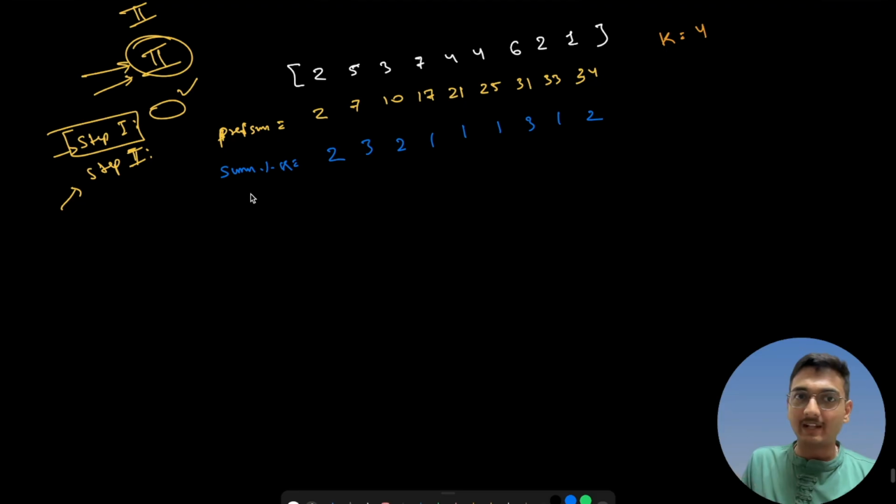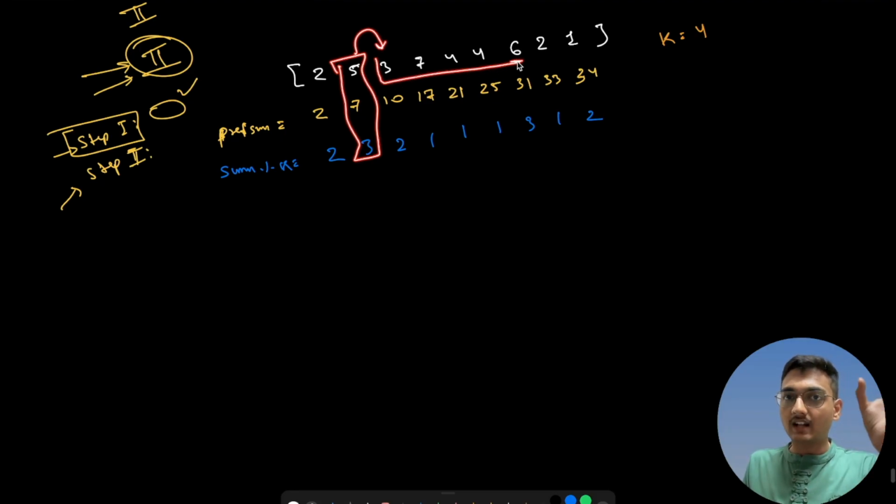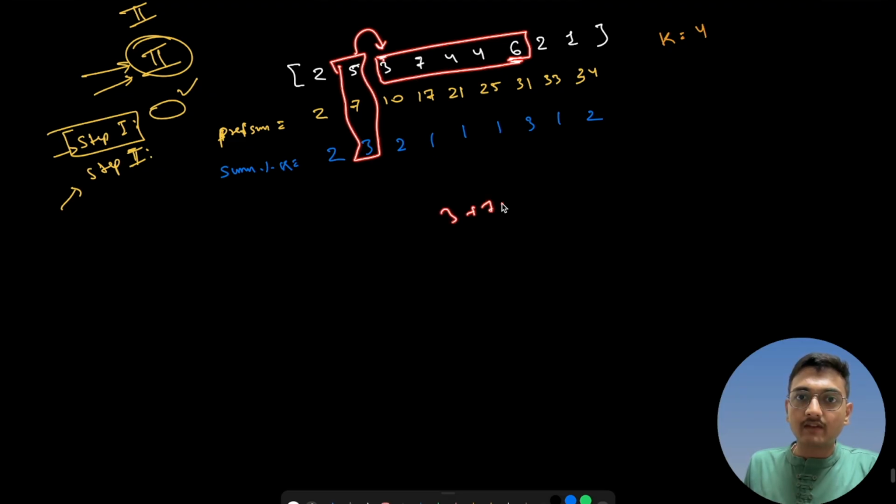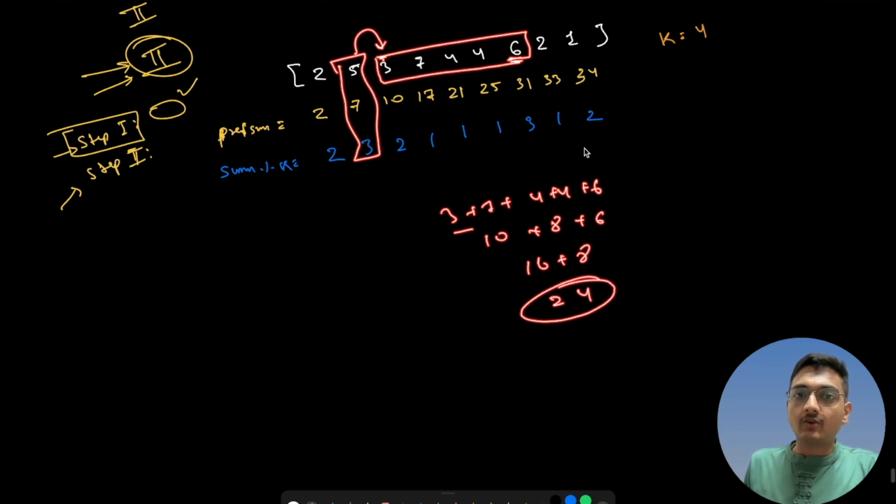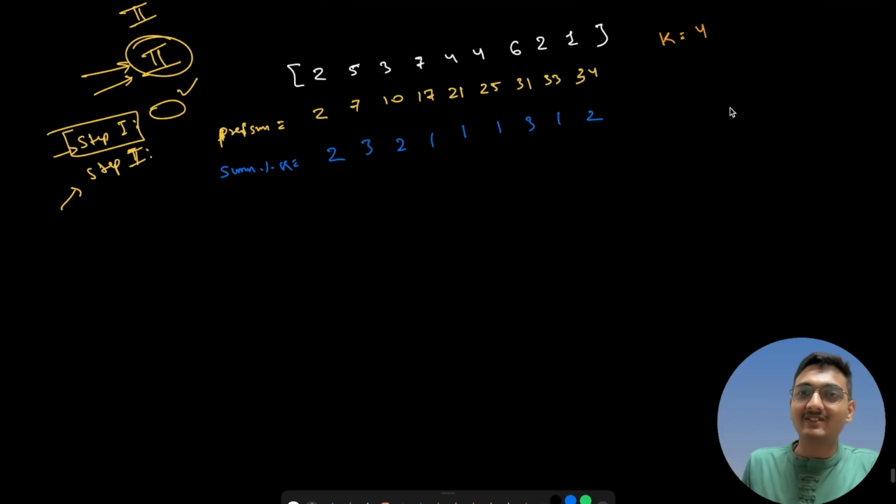Okay, let's verify the rule. I saw the 3 here. My rule says after this, if we compute these values, the first one we are not including, the last place where we saw it, but we are including the current one. So let's calculate the sum: 3 plus 7 plus 4 plus 4 plus 6. 3 plus 7 is 10, 4 plus 4 is 8, plus 6, so 16 plus 8, I think 24, right? Is 24 divisible by 4? Yes, it is. So our rule is getting verified.